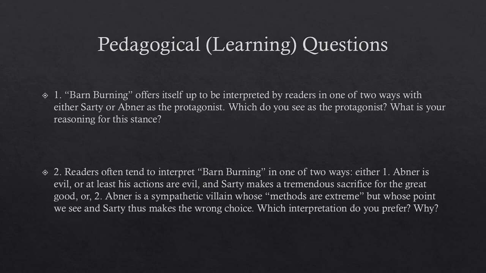So is Abner an evil that has to be stopped? Or is he someone who, even though he's extreme, and we may not agree with his actions, we at least see where he's coming from? But I think what's really important to consider with this question is what are the implications of that? And so it's kind of just another way of asking question one, but it asks you to render more of a judgment on the actions of Abner and on the actions of Sarty.